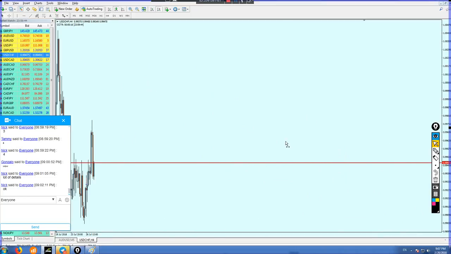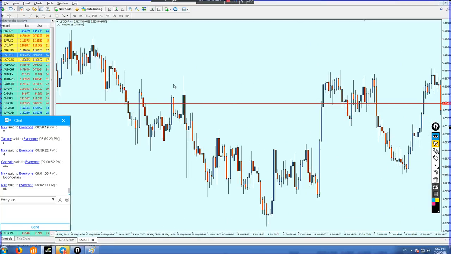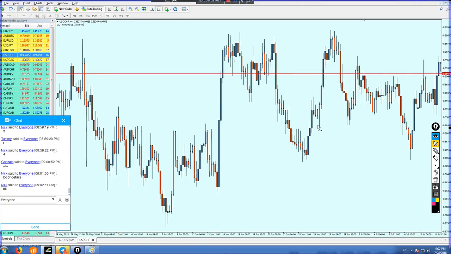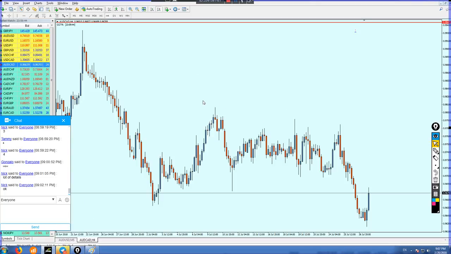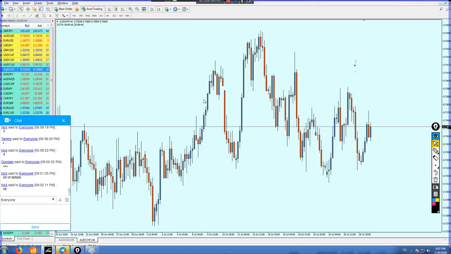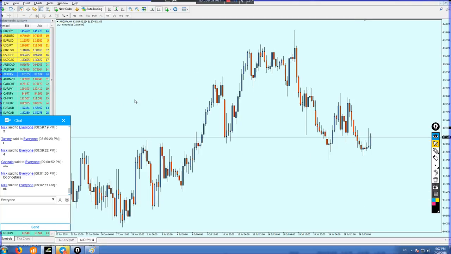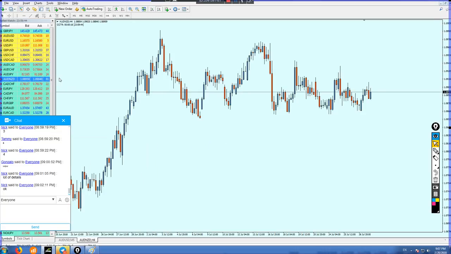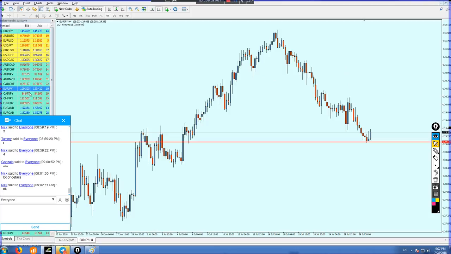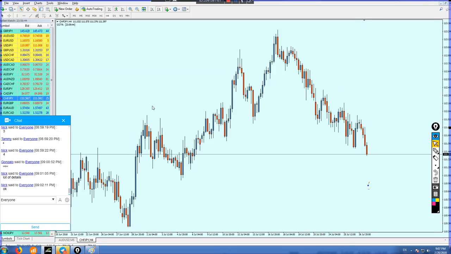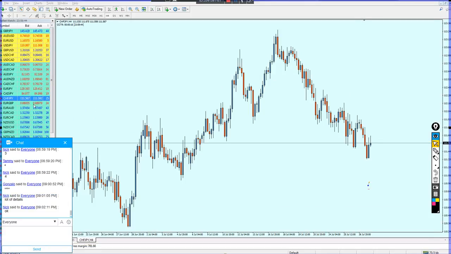Talking about the entry again, we don't want to miss the subject. Go to another pair. I just need to show you how to decide the entry on the 15-minute time frame or the 5-minute time frame.